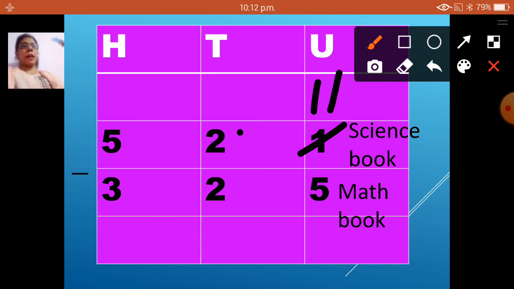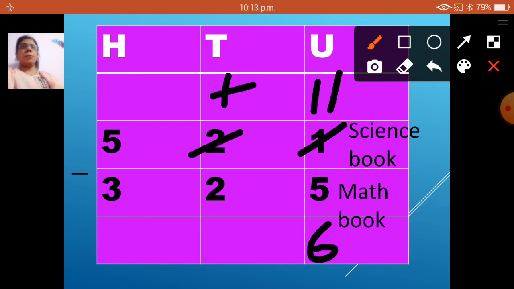Then from where did I get this one? I borrowed from 2. So if I borrow 1 from 2, then 2 will become 1. Okay. So 11 minus 5: after 5, 6, 7, 8, 9, 10, 11. That is 6. Okay. 1 minus 2.